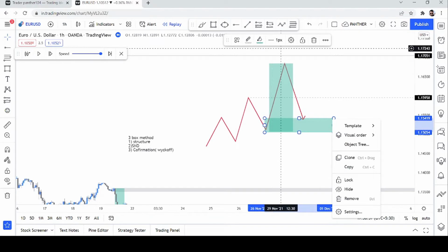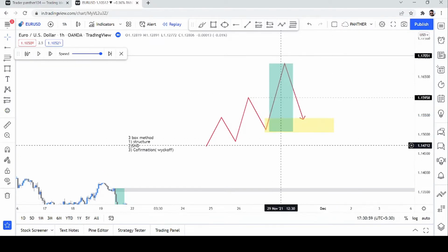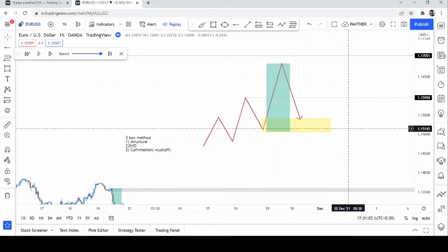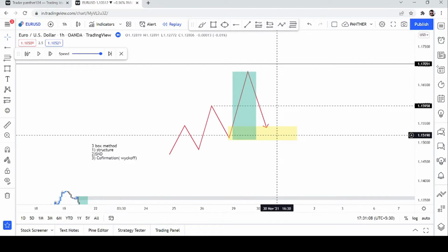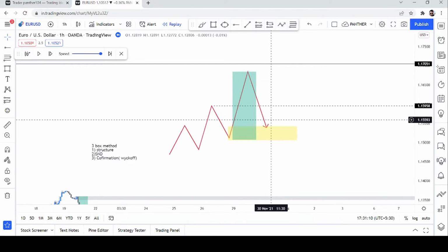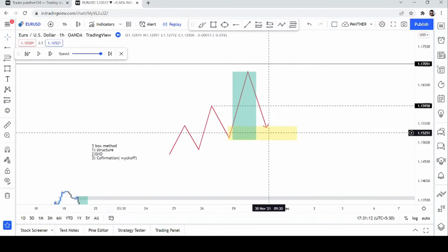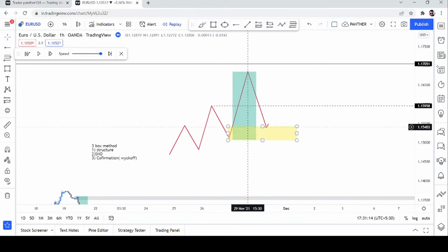You can maybe use a different color just to identify the three boxes. And what are we going to look for here? You have made this, you have made this, and this is the third one. Very important. This is the confirmation, that is Wyckoff.